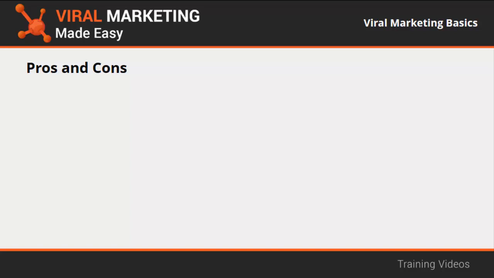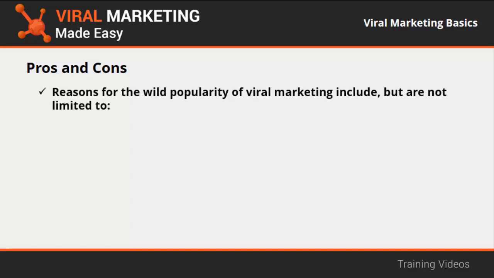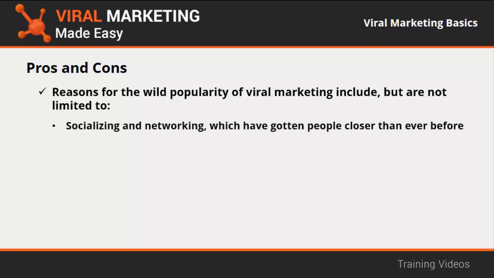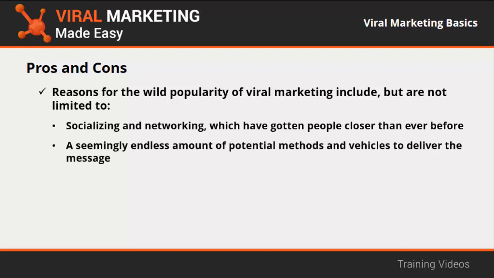Pros and cons. The advantages of a viral marketing service are high credibility, low costs, great reach, high efficiency, and the opportunity of continuous promotional adjustments. Reasons for the wild popularity of viral marketing include, but are not limited to, socializing and networking, which have gotten people closer than ever before. A seemingly endless amount of potential methods and vehicles to deliver the message, with mobile devices as a prime example of the physical means facilitating the spread of content online.